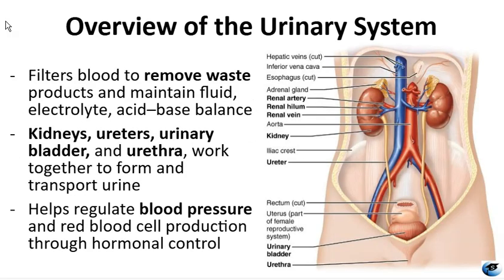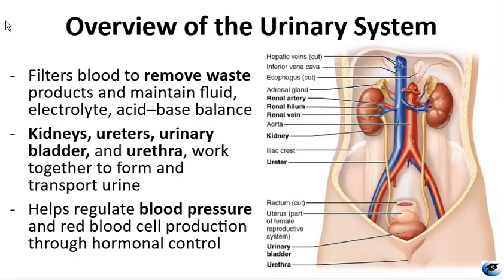The urinary system plays a vital role in keeping our internal environment stable. One of its primary functions is filtering the blood to remove waste products such as urea and creatinine, while maintaining the body's fluid balance, electrolyte levels, and acid-base equilibrium.